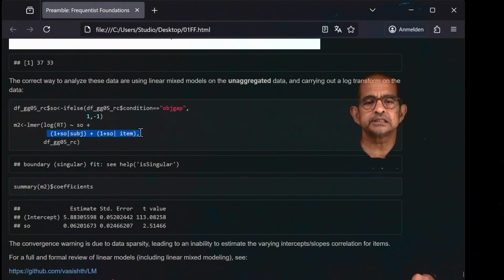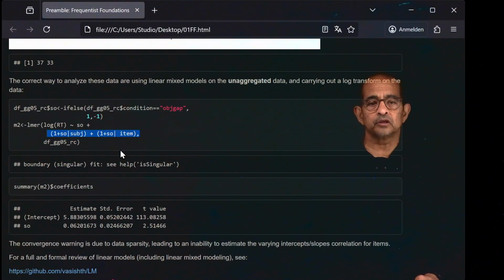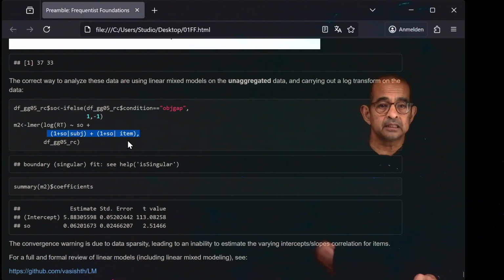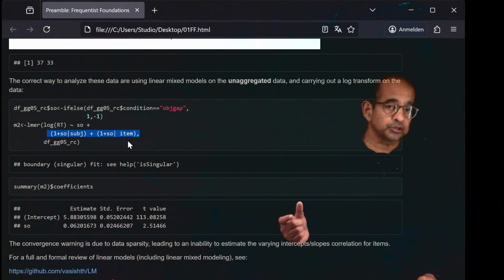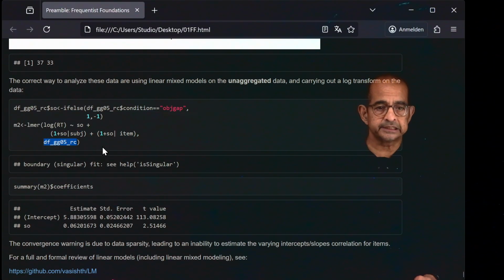What you can see here is that instead of having just one vertical bar subject as I had earlier for the varying intercepts model on the aggregated data, I have varying intercepts as well as varying slopes for subject, and varying intercepts and varying slopes for item as well, because I have repeated measurements both on subjects and on items. And this is now operating on the entire data set, not the aggregated data anymore.